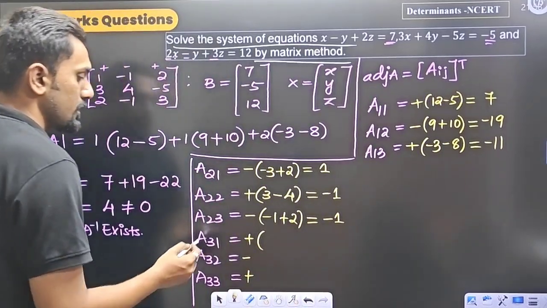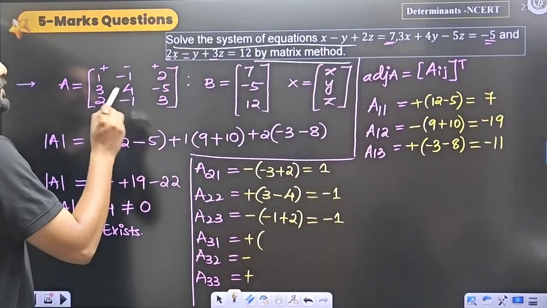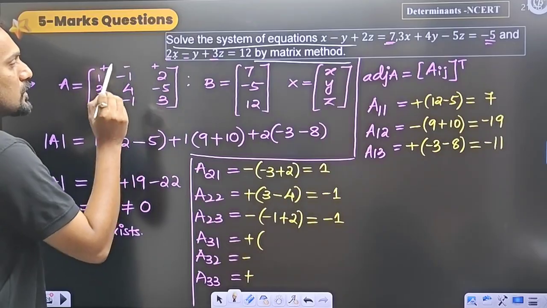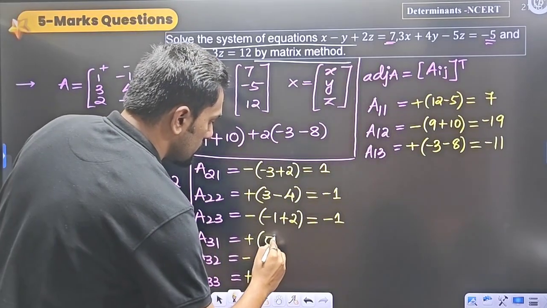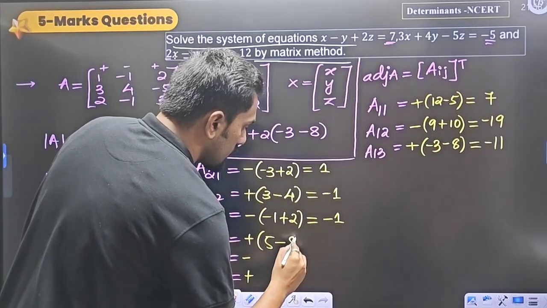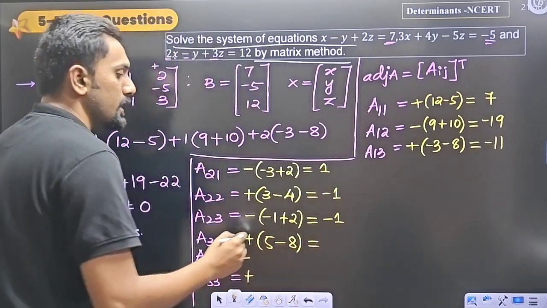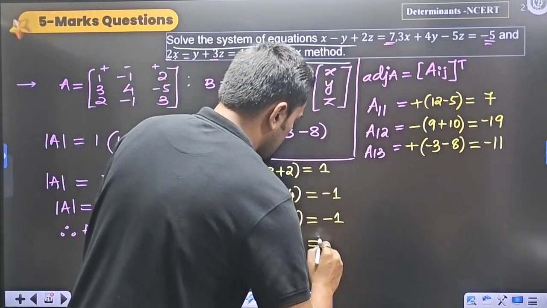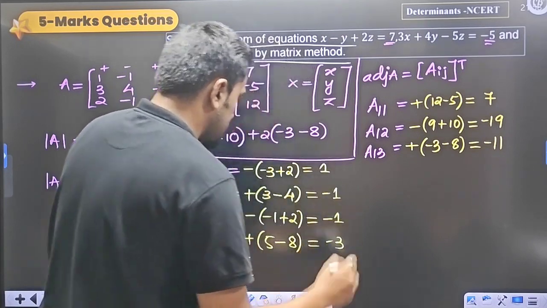Then third row first column. Minus 1 into minus 5 will be plus 5. Minus 4 into 2 will be 4 2s are 8. 5 minus 8 is what? Minus 3. Minus into plus is minus 3.